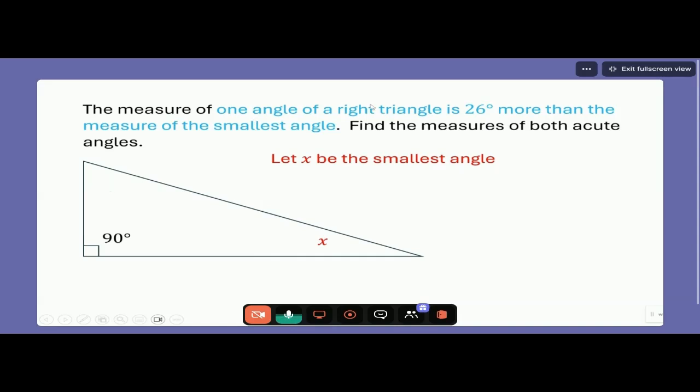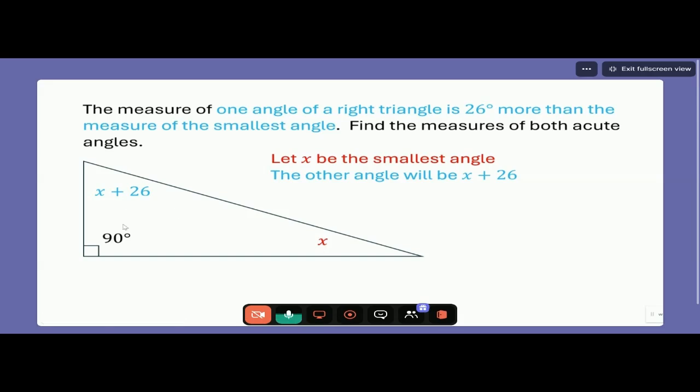One angle of a right triangle is 26 more than the smallest angle. So they're saying that this third angle is 26 more than x, whatever x is. The other angle will be x plus 26. That's how we say 26 more than in math language, right? And we can pop that into the triangle as well. So now we've got all three angles filled in there, you'll see.